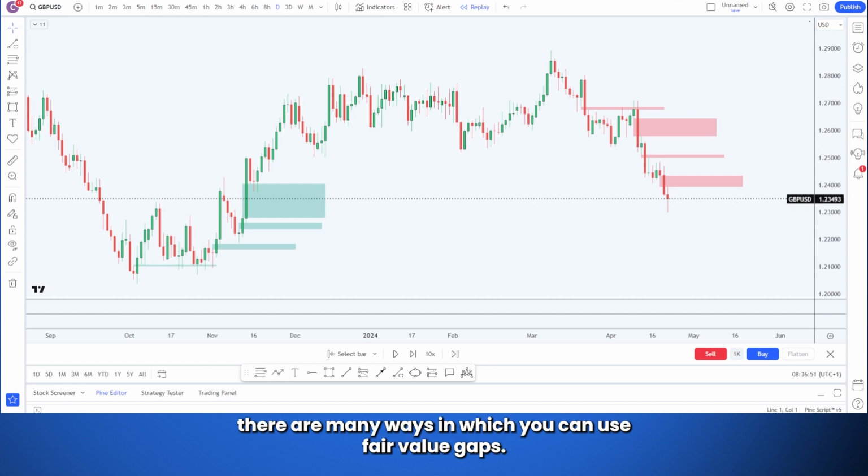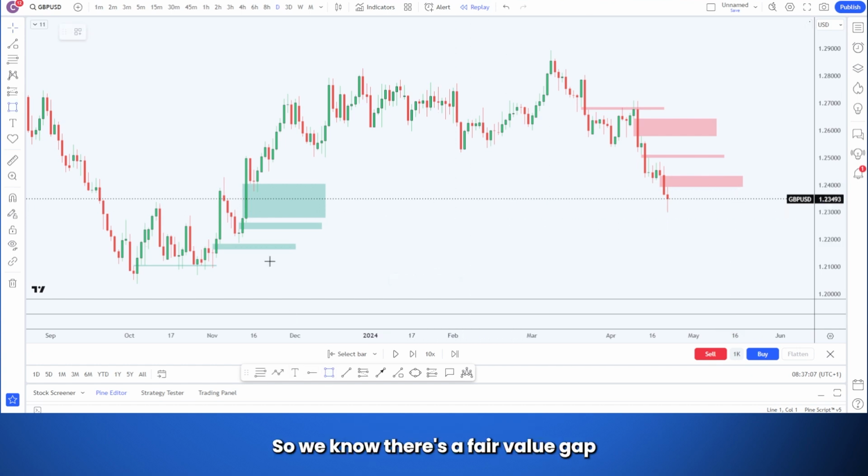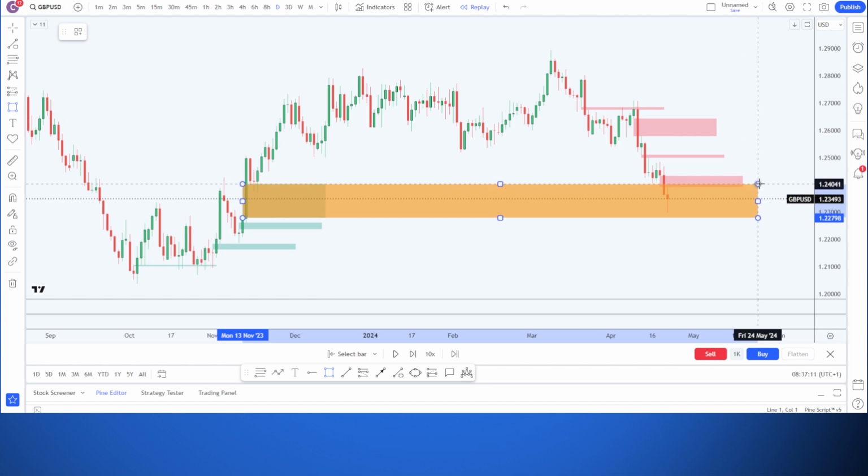Now there are many ways in which you can use fair value gaps. One of the most popular ways to use them is basically as support and resistance areas. So we wait for the market to trade into the fair value gap, either in bearish or bullish, and we use it as either support or resistance. So let's look at this example here. So we know there's a fair value gap that's created in this example.